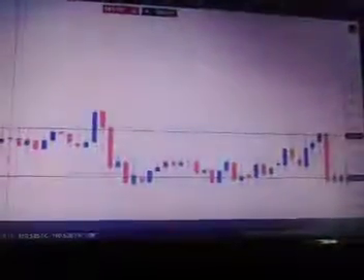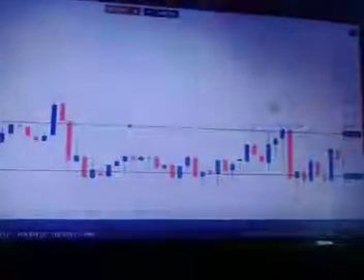So there are other ways of looking at a trend. You can either use what we call price action, like what I was using right now, identifying higher highs and higher lows, or you can use indicators, or you can use objects to identify that.